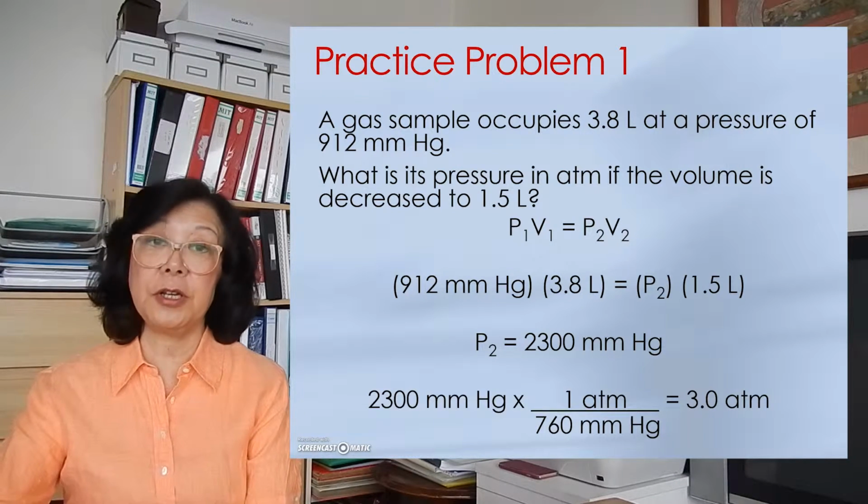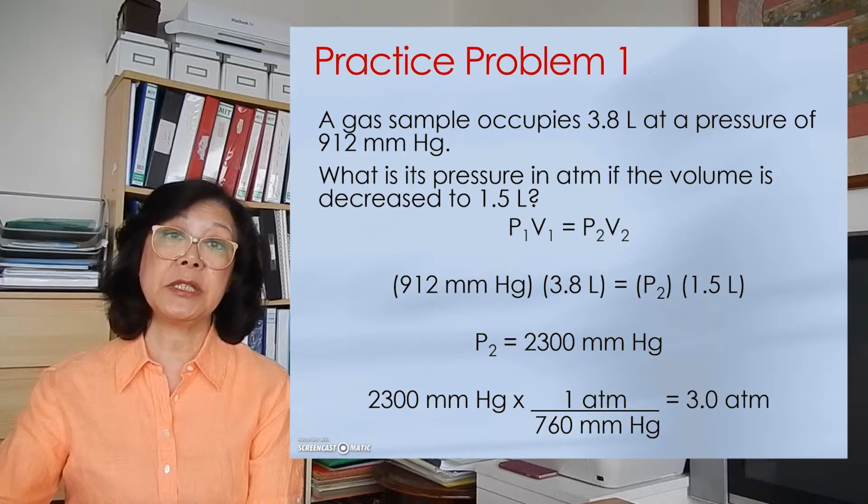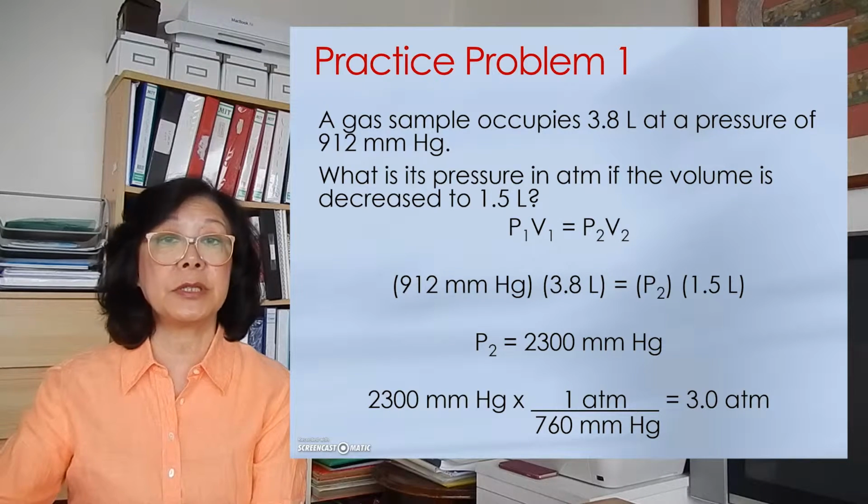But we still have to convert it into atmospheric pressure by using the relationship 1 ATM is 760 millimeter mercury, and we get 3.0 ATM.